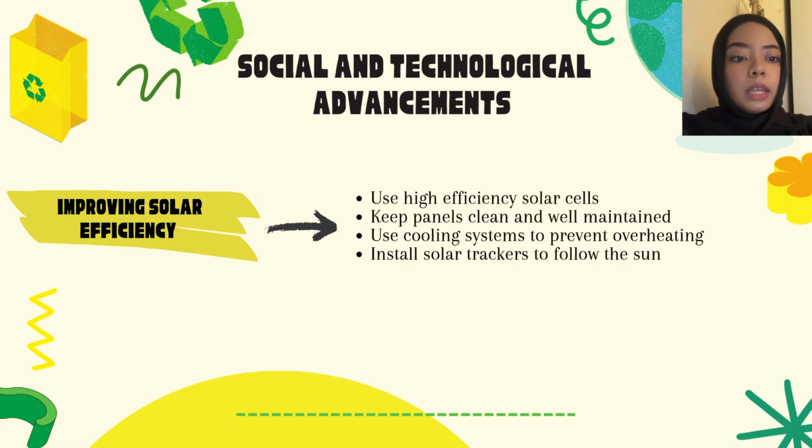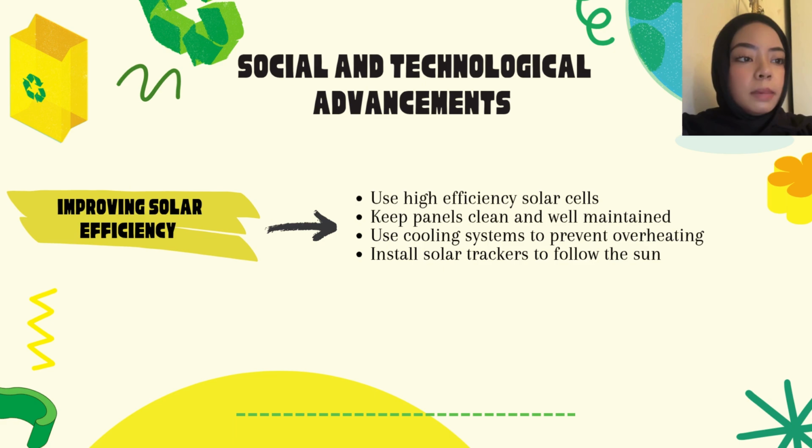Moving on to social and technological advancement, improving solar efficiency. There are four main points that I would like to point out. Okay, the first one is use high efficiency solar cells. We could upgrade to monocrystalline or multi-junction cells, which offer higher energy conversion rates. They are between 20% to 40%, and it is also considered a promising new technology.